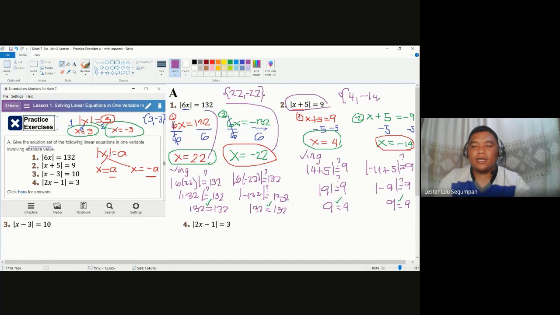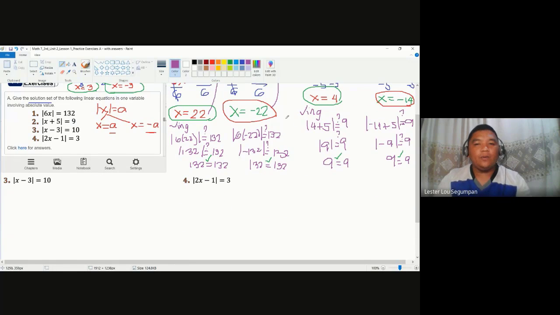So some of you might say, I'm already assured of the answer, so why do I need to do checking? Again, it's an essential process. And of course, you might come up with a situation later where checking is very important because there might be issues with your solutions. Those will be discussed in practice exercise B. Anyway, let's just continue on number 3.